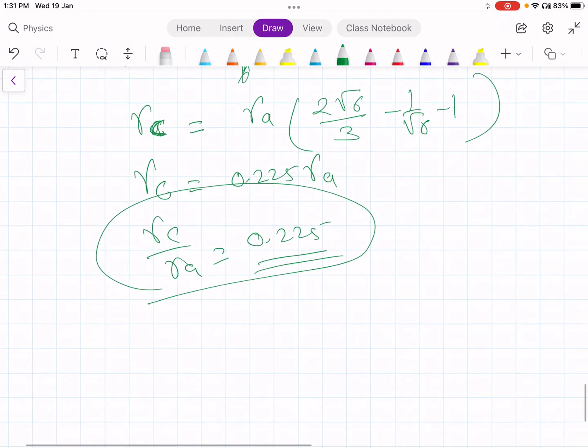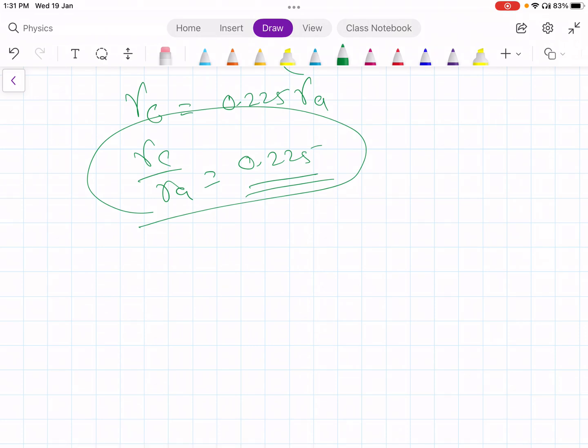And this is the critical radius ratio for Ligancy 4. It means that Ligancy 4 is possible when Rc by Ra is between 0.225 and 0.414. 0.414 is the critical radius ratio for Ligancy 6. Ligancy 5 is not possible.